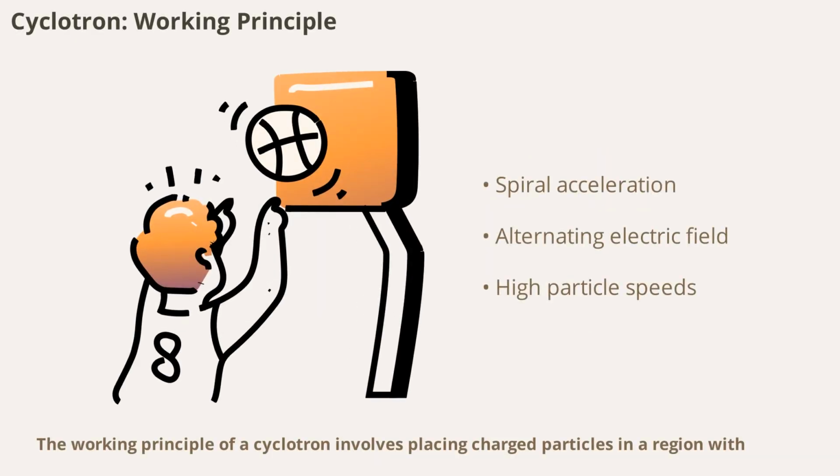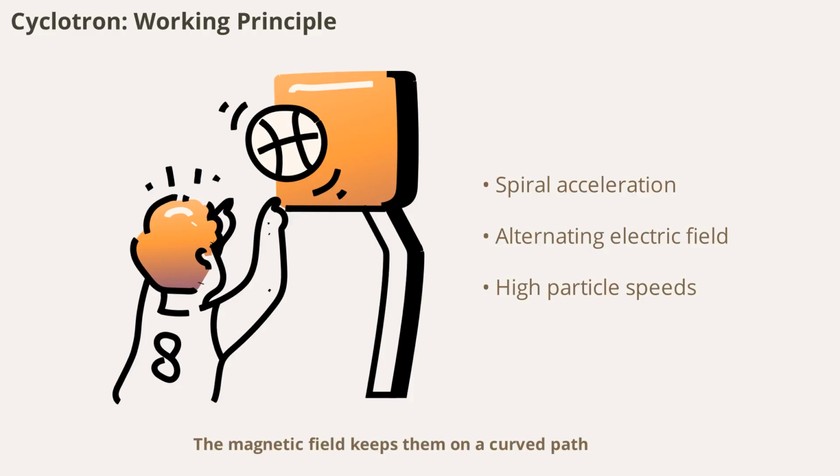The working principle of a cyclotron involves placing charged particles in a region with a perpendicular magnetic field and applying an alternating electric field between two D-shaped electrodes. As the particles accelerate, they spiral outward, gaining energy with each pass. The magnetic field keeps them on a curved path, while the electric field accelerates them at the right moments. This ingenious design allows particles to reach very high speeds efficiently.